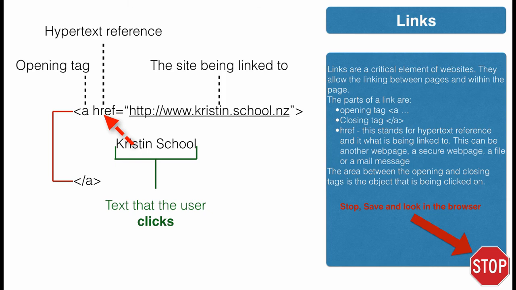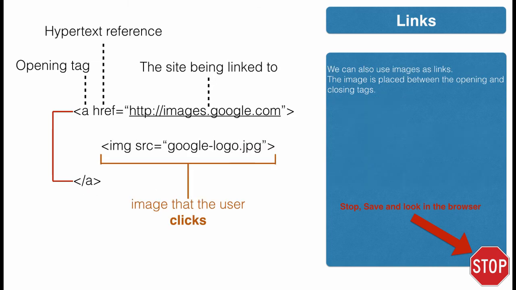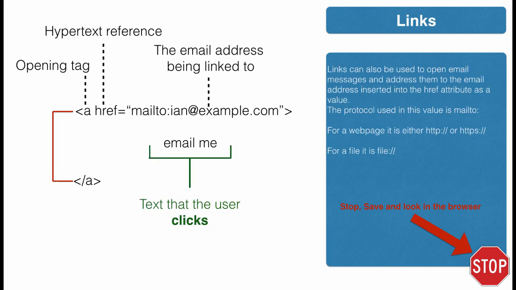In this particular case, you can see that it's http://www.kristen.school.nz, the URL of Kristen's school. After the speech marks, we close that tag, then we put in the text that is going to become our hyperlink, and then underneath that we close our tag off. The part that says Kristen's school is the part that people click on. We don't have to just use text as our anchor, we can also use images, as you can see here.